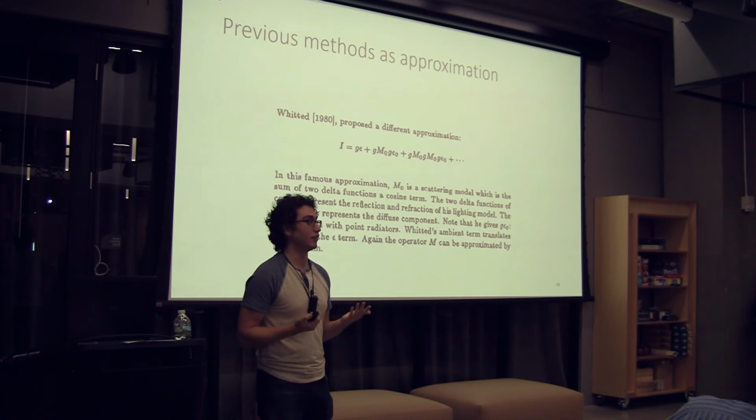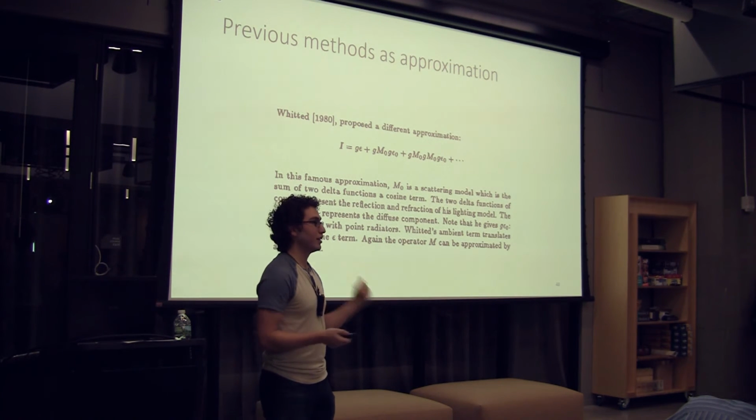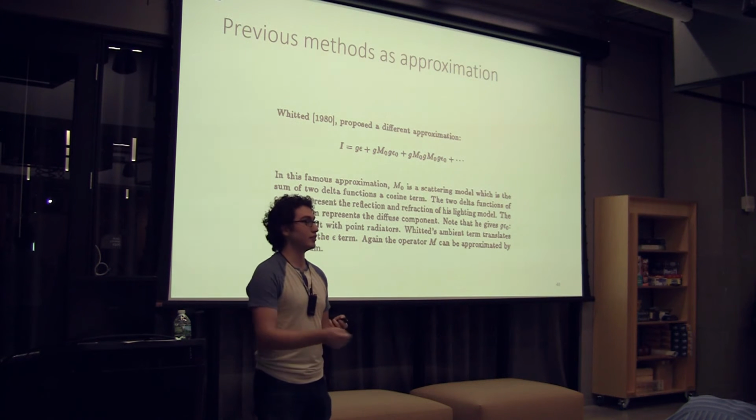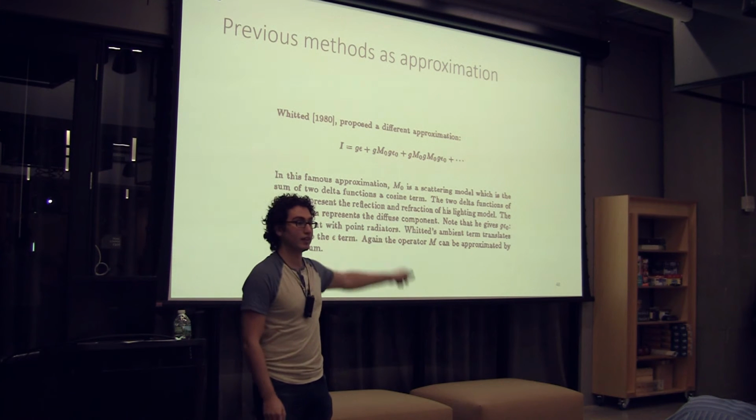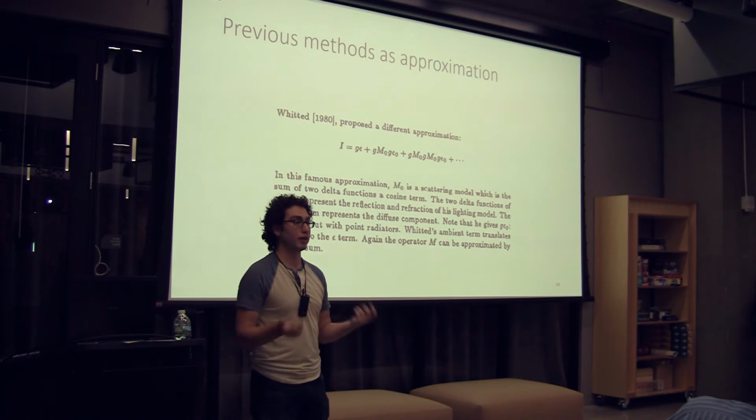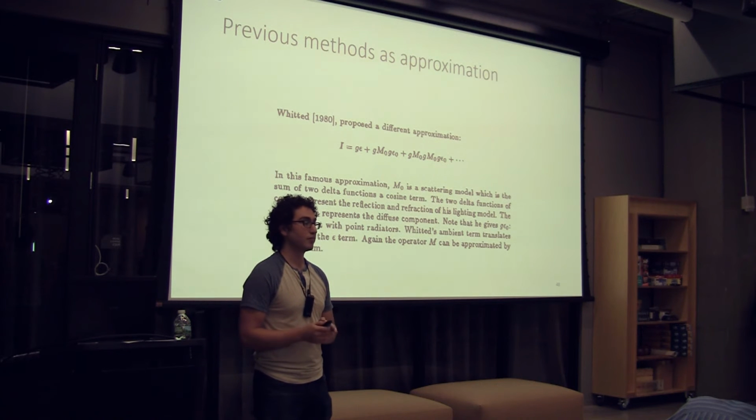We also get Whitted's model. So here we have our infinite series of bounces. And in Whitted's model, here we have this m naught, and that's because we're not dealing with all bounces, we're only dealing with mirror reflection and refraction. Okay, so that's pretty nice, but this is not how we're going to actually solve this thing.